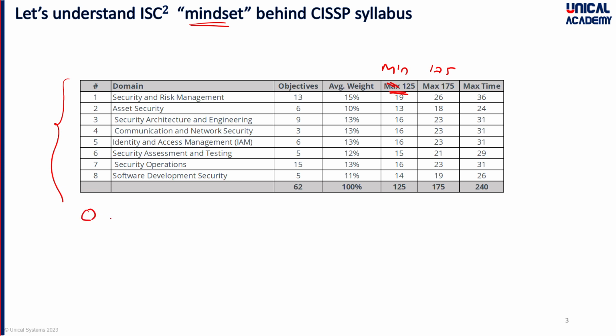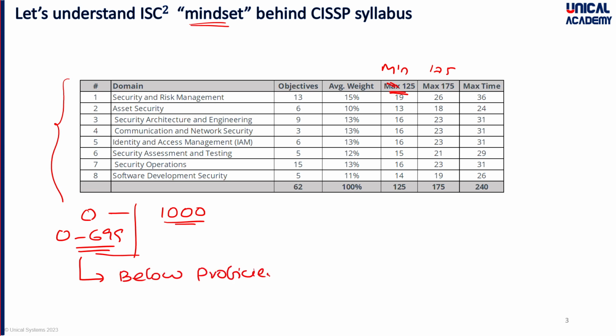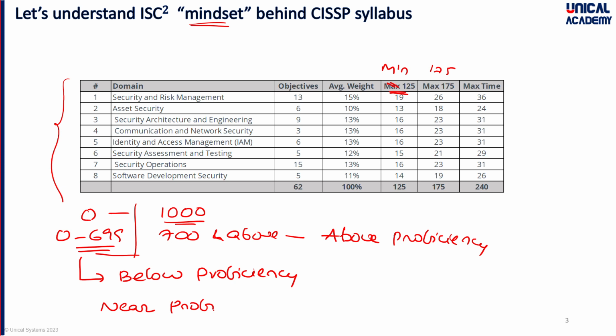CISSP assesses a candidate on a 0 to 1000 scale. Anything from 0 to 699, CISSP calls below proficiency. 700 and above, it calls above proficiency. They also use another term, near proficiency.